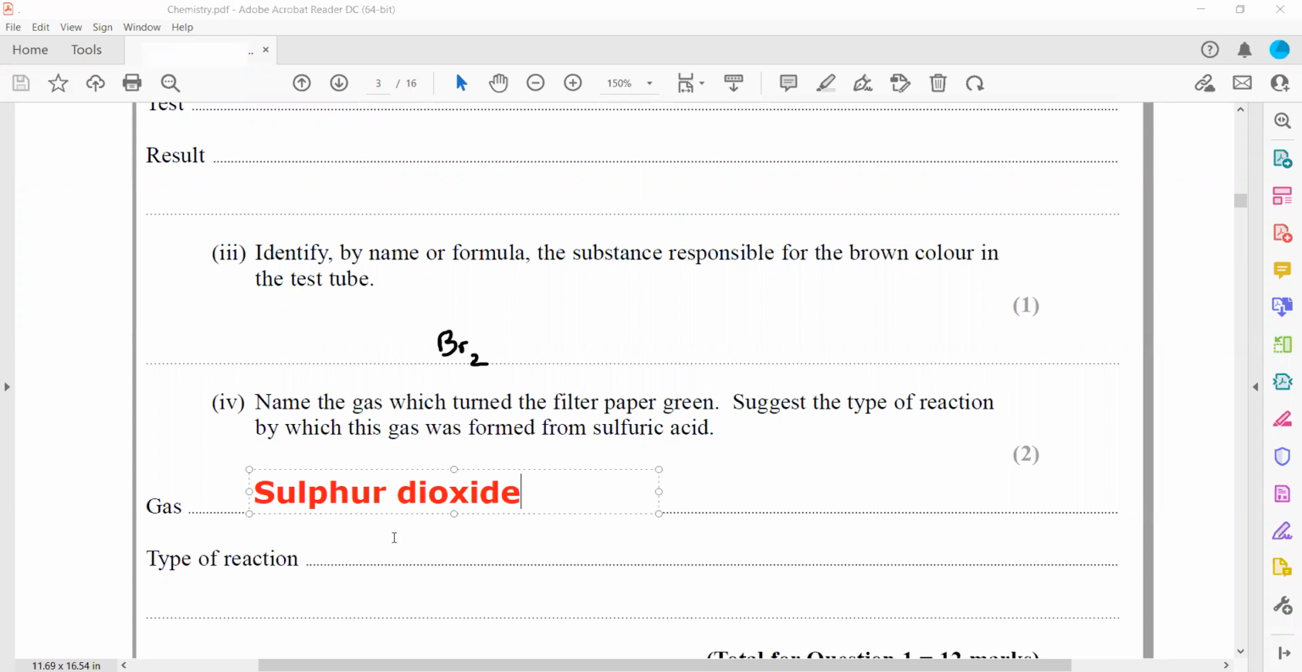And the type of reaction is a redox reaction, because in this acidified potassium dichromate, the chromium is +6, and it changes to +3. That is the reason why it changes the color as well. Is this question clear?